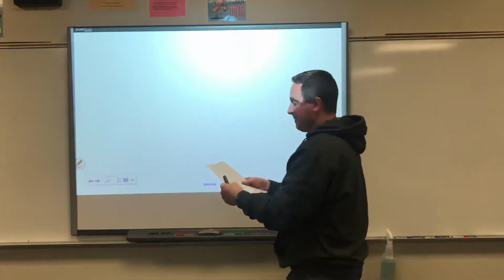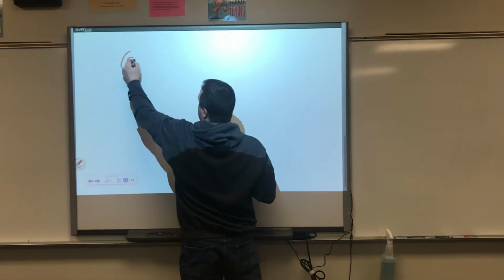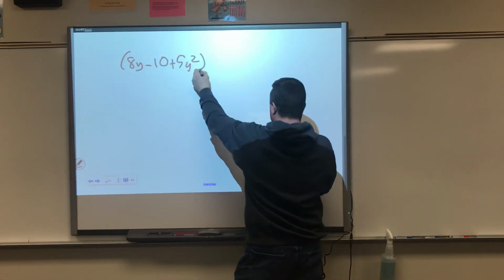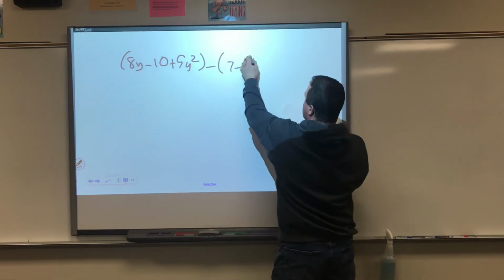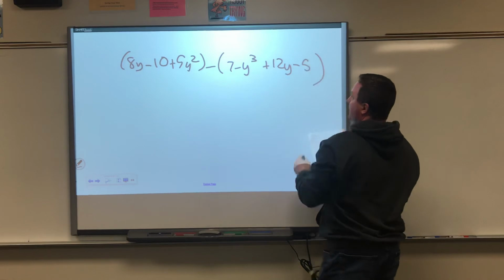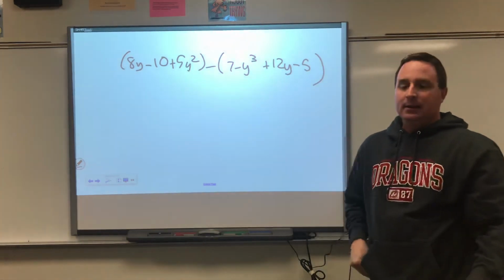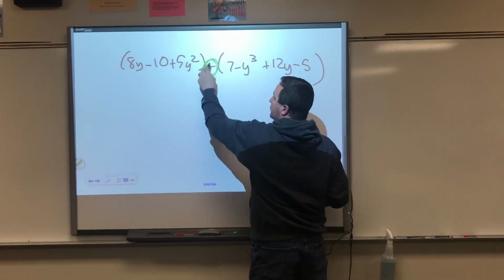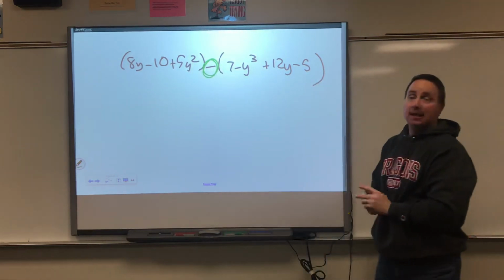And this is it for the day. And then we're done. Okay? We'll take a look at this one. 8y minus 10 plus 5y squared minus 7 minus y cubed plus 12y minus 5. Okay? And sometimes it's helpful, if it's helpful for you, circle the subtraction sign in between them.